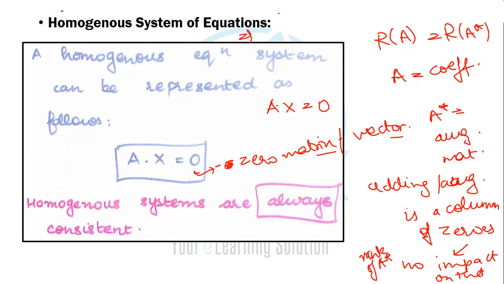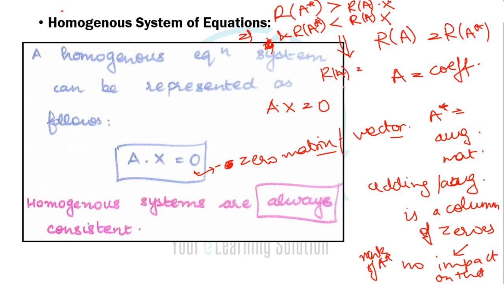What does this mean? This implies that rank of A star is never greater than rank of A. And we already know that rank of A star is not less than rank of A, right? So we know this is not possible. We know this is not possible. What does both of these things imply? Rank of A is equal to rank of A star, which implies consistency.